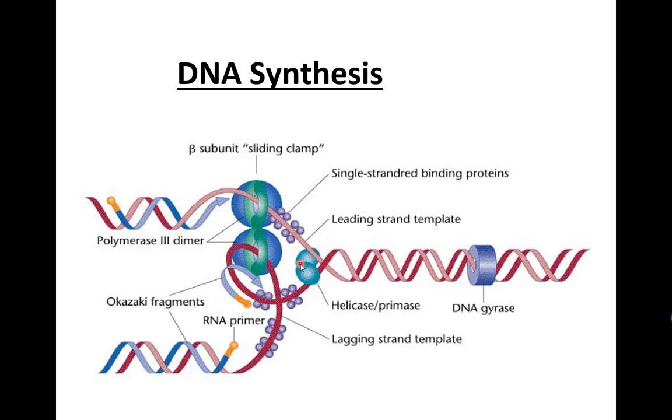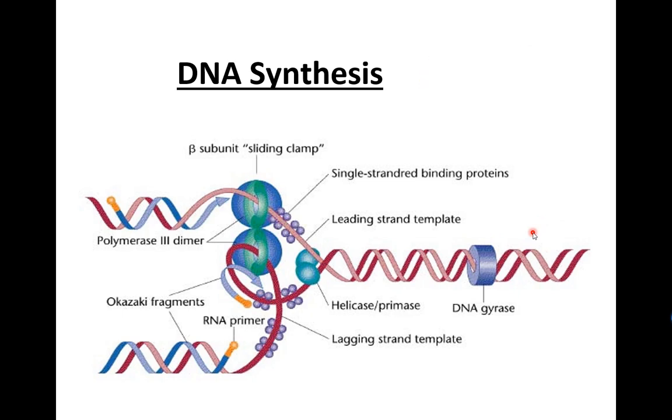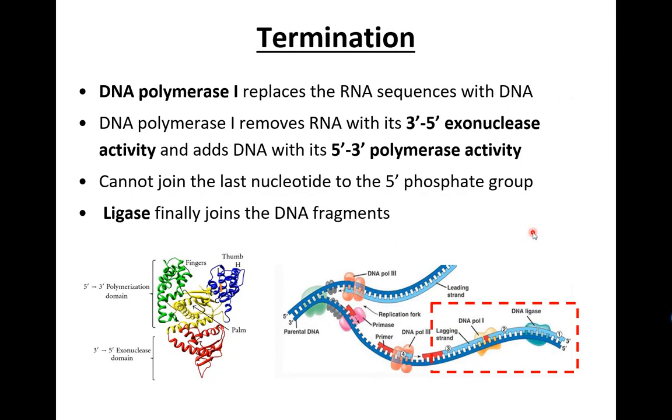And now you have here one type of topoisomerase, DNA gyrase, which is actually releasing the stress ahead of the replication fork. So this is what happens up to elongation. And then at the end, but in reality this is overlapping with elongation, the third phase is referred to as termination.